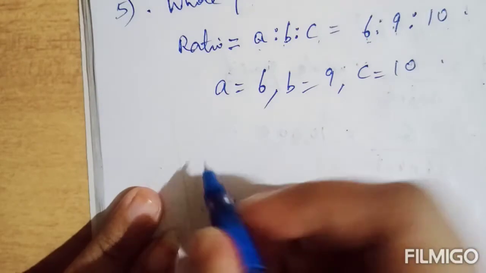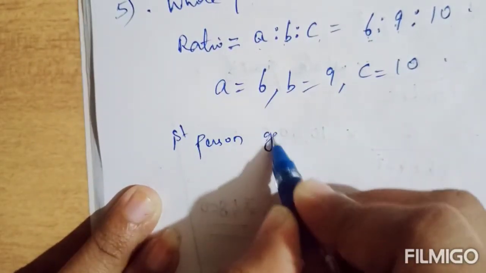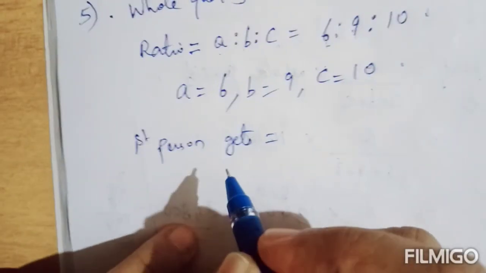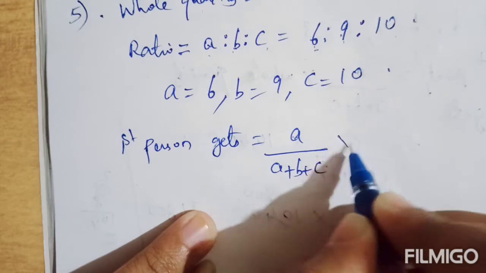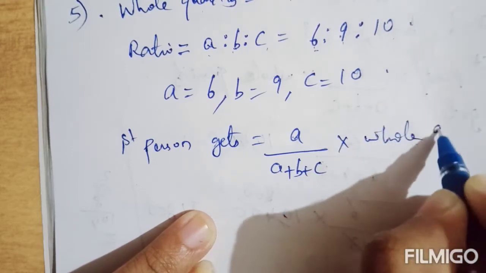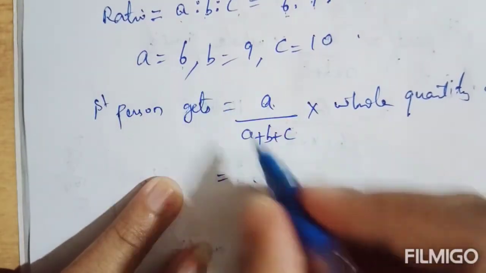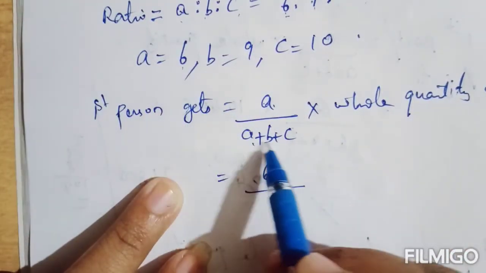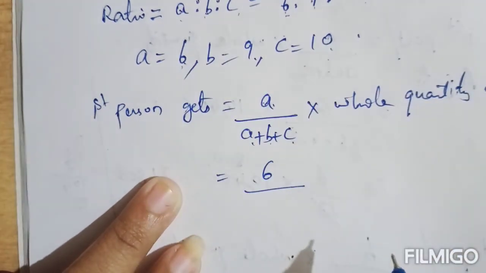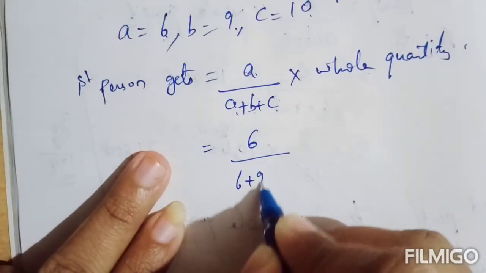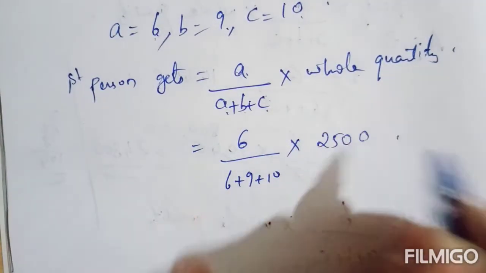Okay, now how can you find what amount the first person gets? That is the first part. You can find it by the formula A by A plus B plus C into whole quantity. In place of A it is 6 by A plus B plus C. It is 6 plus 9 plus 10. You can substitute the values of A, B and C. 6 plus 9 plus 10 into whole quantity, it is 2,500.